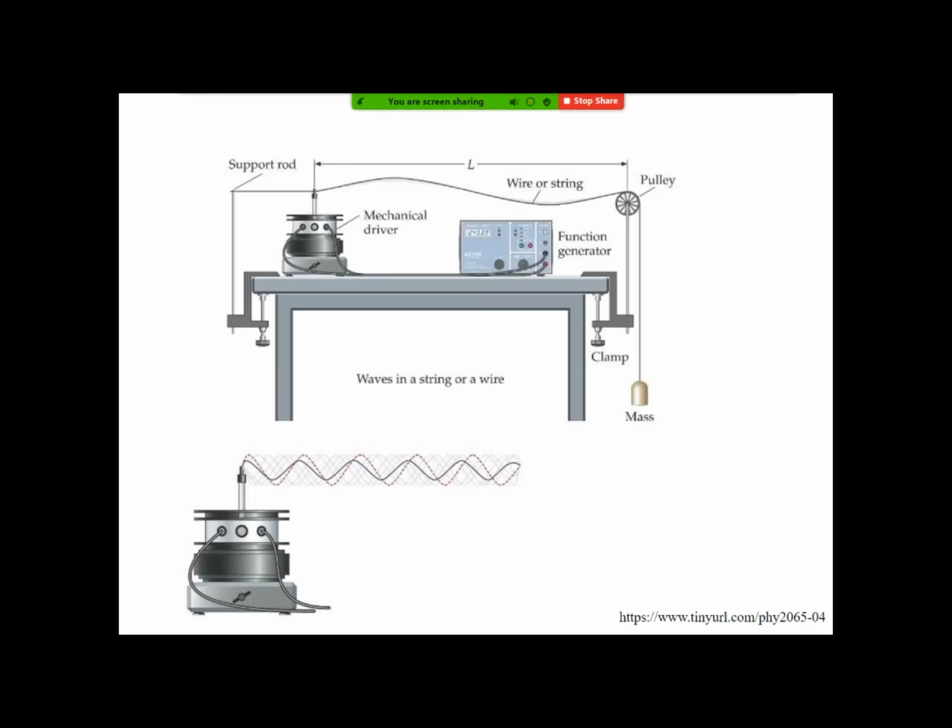Now, depending on how many different pieces of weight you add here, you change the mass. The tension in the string is determined by the weight of the masses you put on the hook, or the hanger here. All right, so then you have the tension, you have the length of the string, and you can determine how many loops you have in the string here. So you can calculate the frequency, etc. Okay, that's what you are going to do for this week's lab, okay?